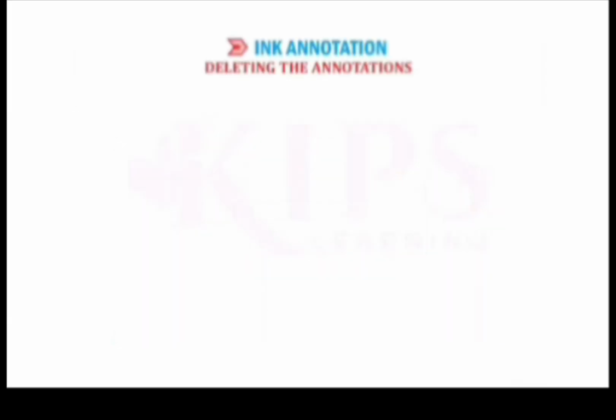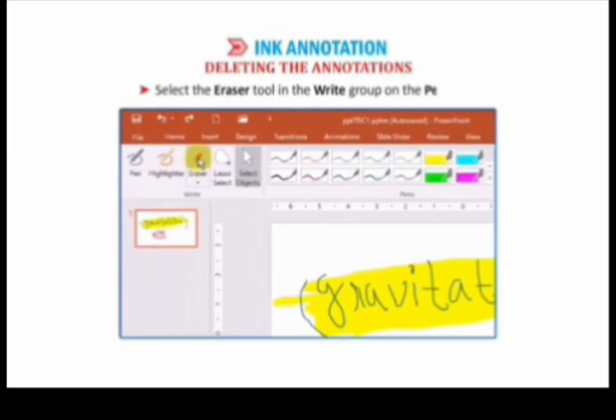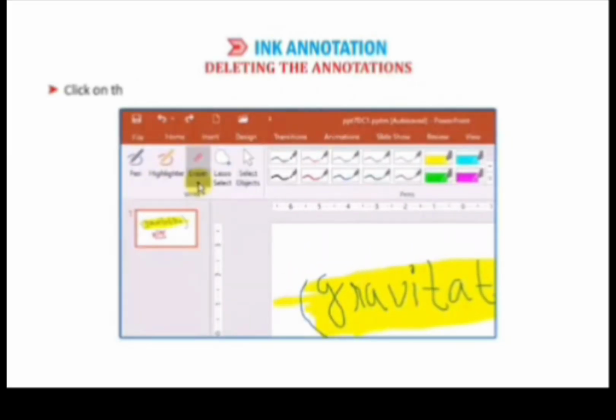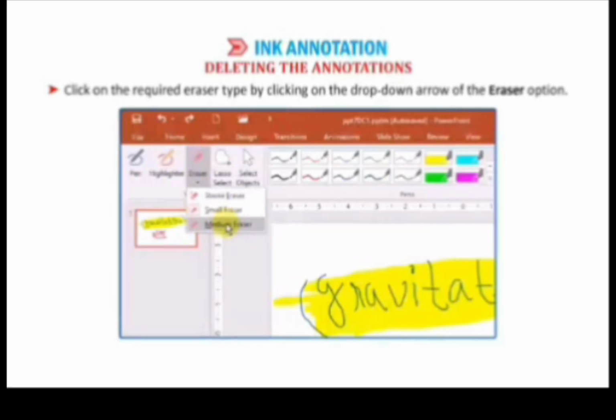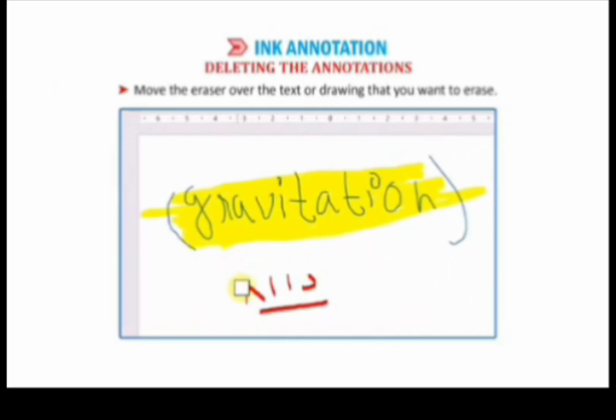Let us learn how to delete annotations. Select the eraser tool in the right group on the Pens tab. Click on the required eraser type by clicking on the drop-down arrow of the eraser option. Move the eraser over the text or drawing that you want to erase.